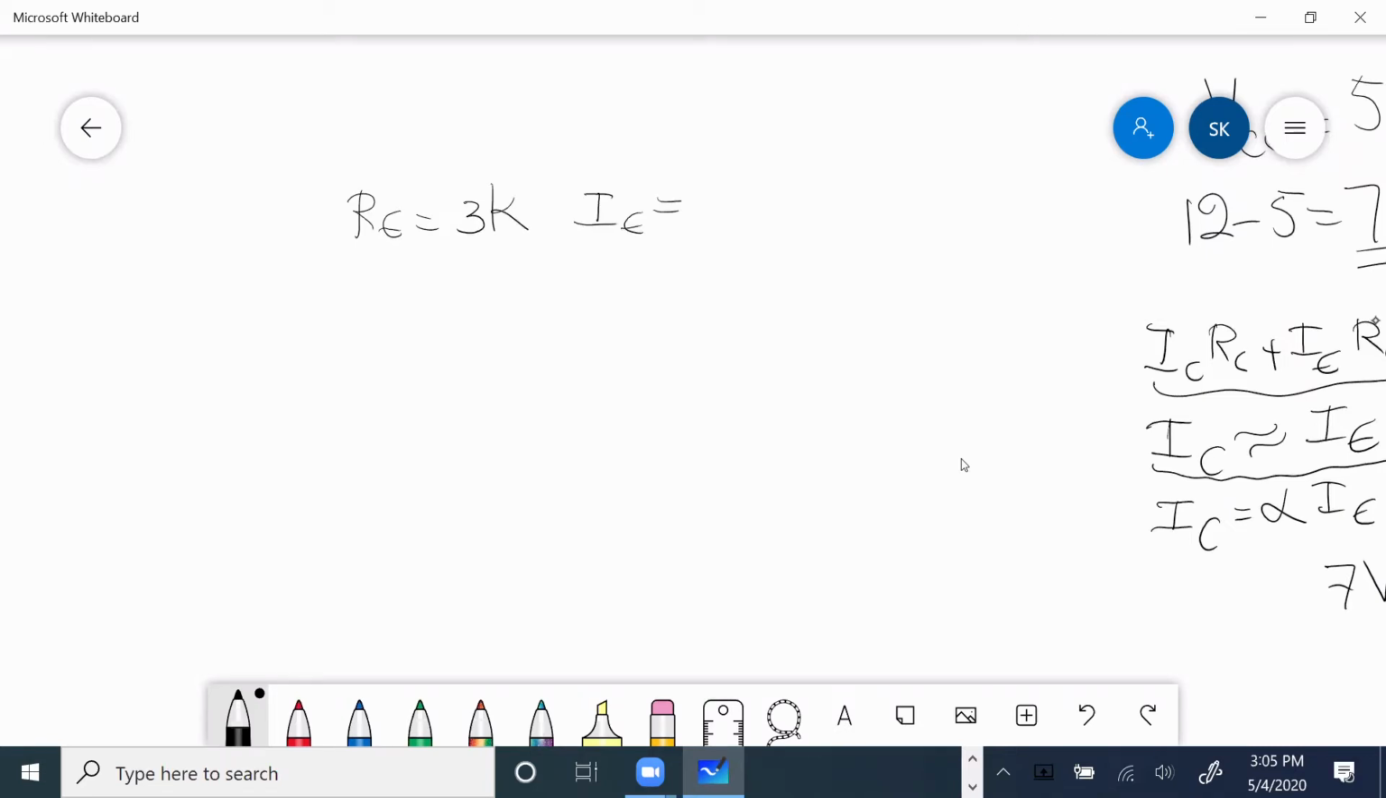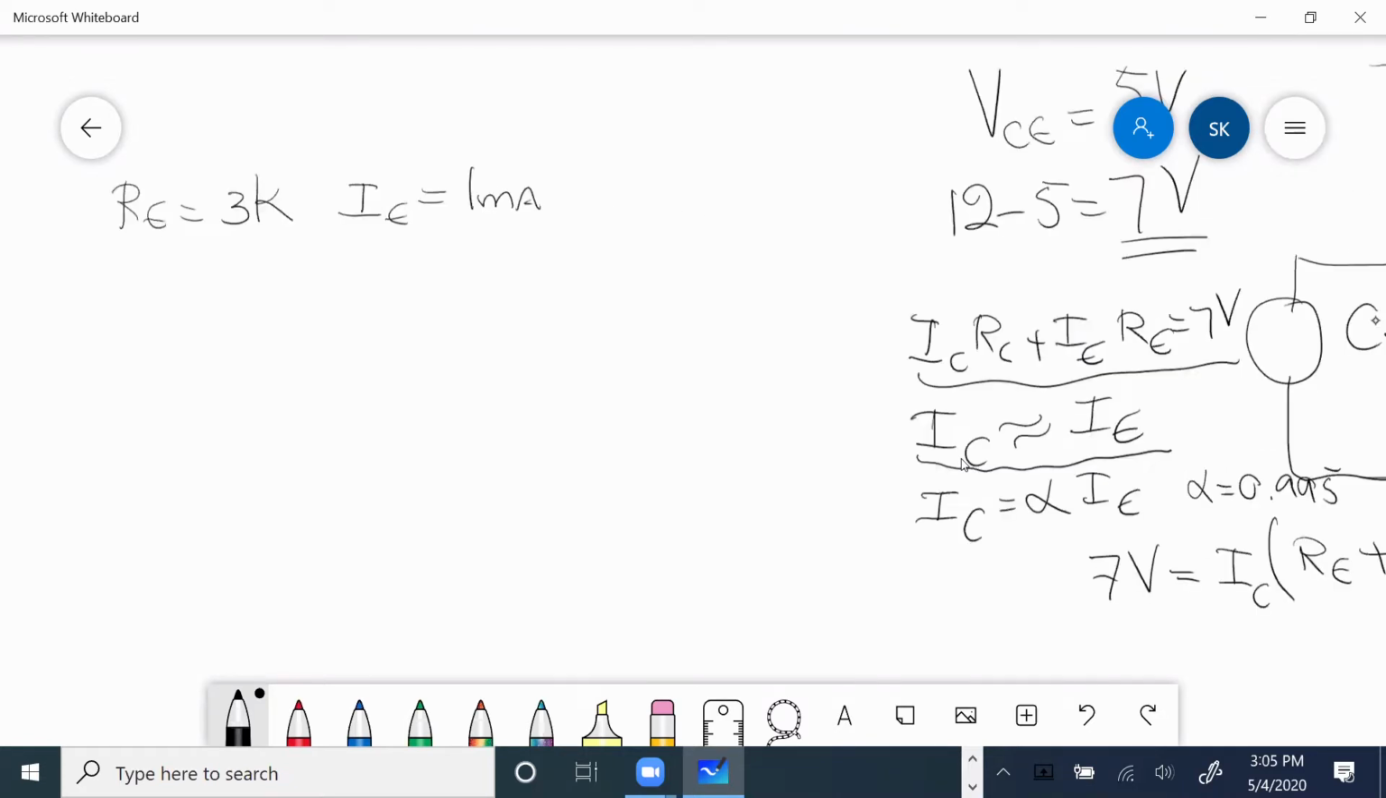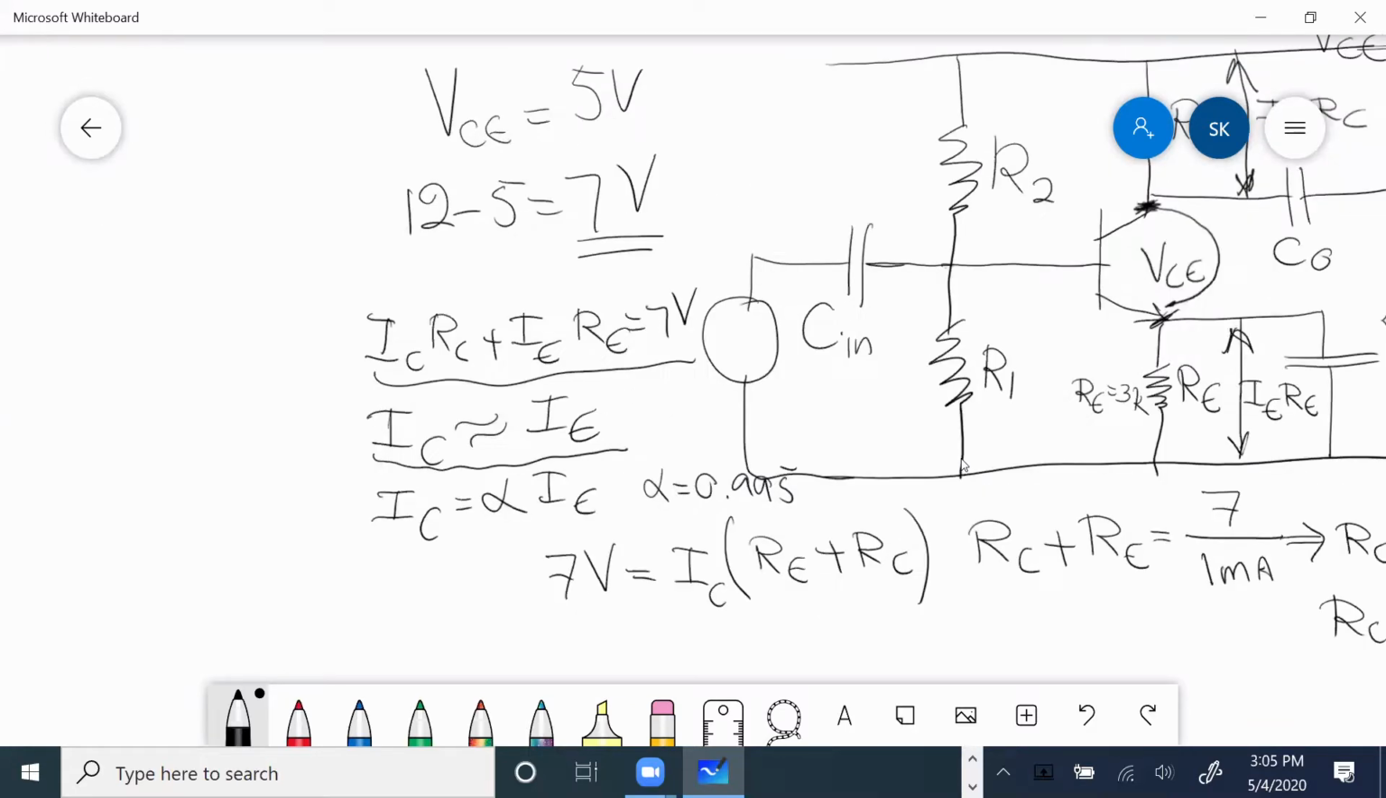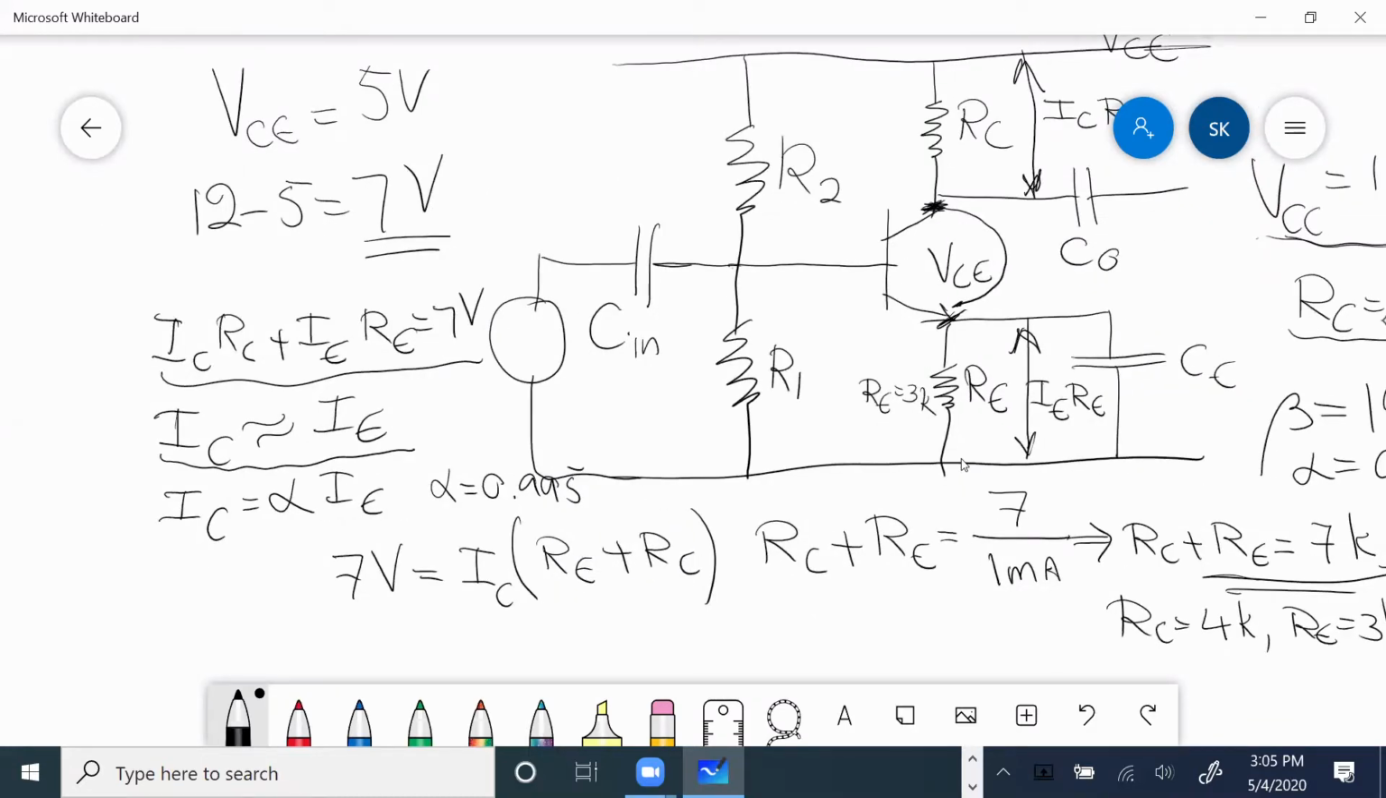IE to be, what was it, 1 milliamp. Right. So if RE is 3K, and the current through is 1 milliamp, would you say the voltage at the emitter is 3 volt? V equals IR. So there is 3 volt here, and therefore this voltage is going to be 3.7 volt. That is what I can find out. If there is 3 volt at the emitter, 3.7 volt is at the base.